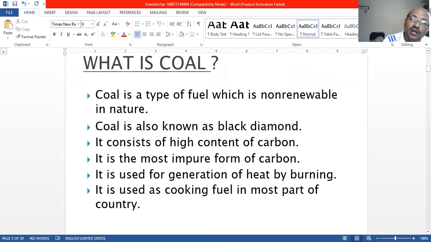So we broadly divide them into 8 types: peat, lignite, sub-bituminous, bituminous coal, semi-bituminous coal, semi-anthracite coals, anthracite coals. All these things. Now we'll go one by one.